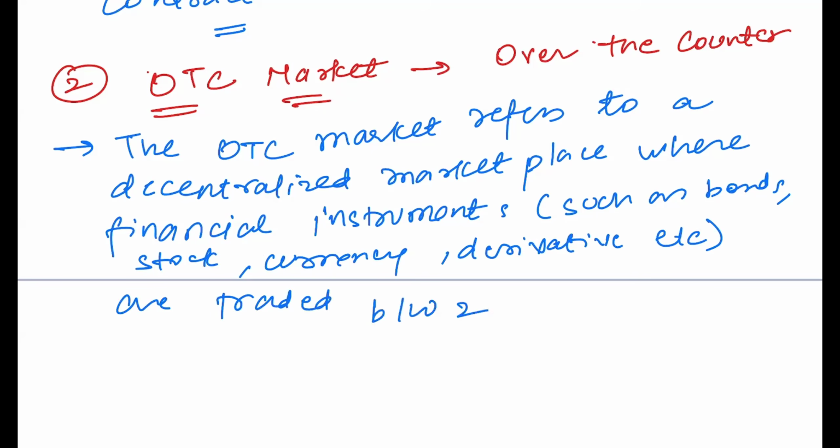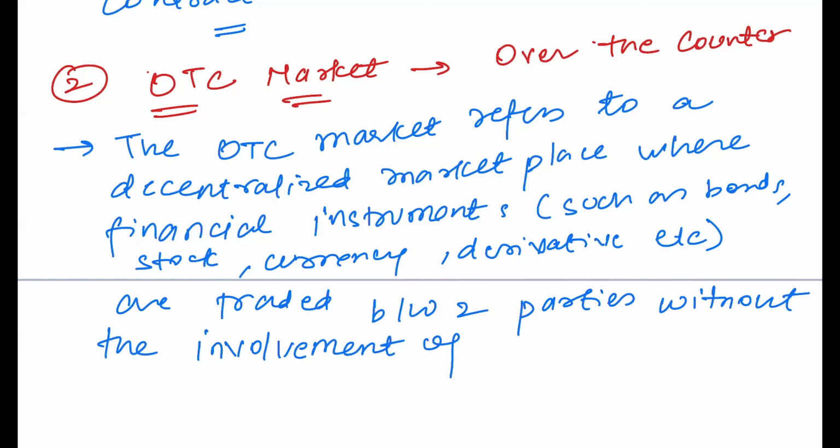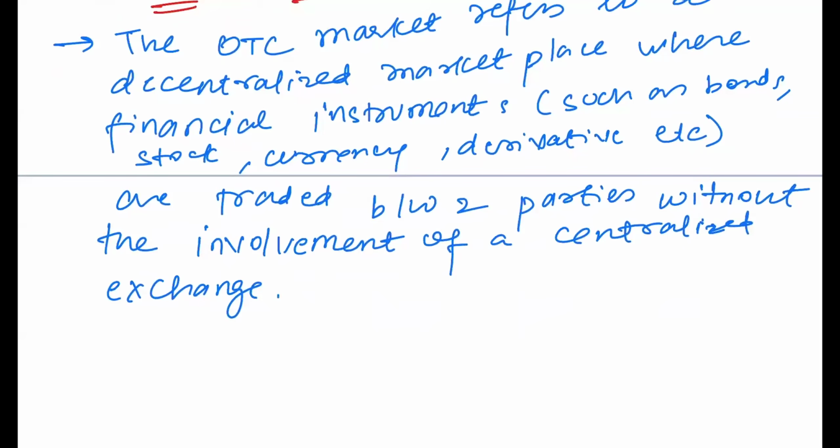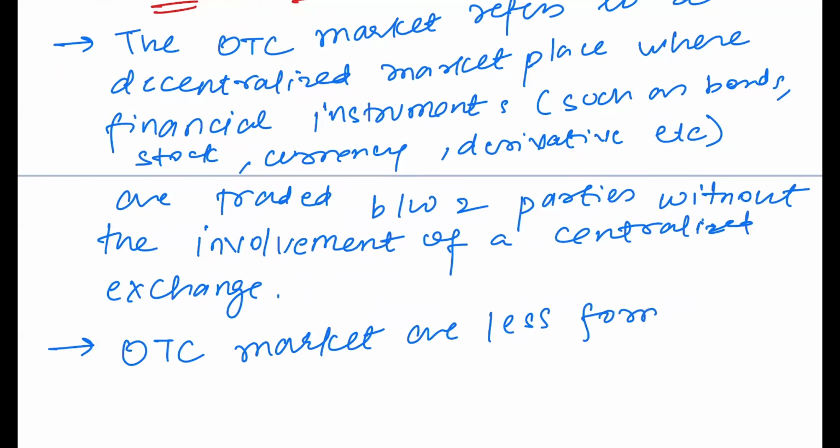between two parties without the involvement of a centralized exchange. This is what the over the counter market is. If you compare this with the exchange that we discussed above, OTC markets are less formal and operate through a network of brokers and dealers.